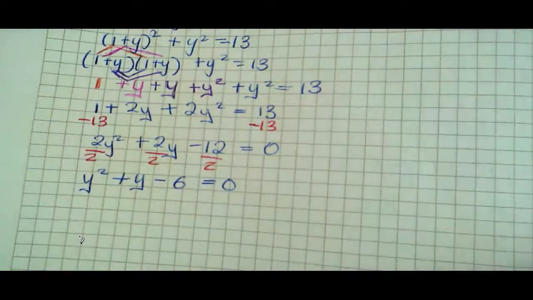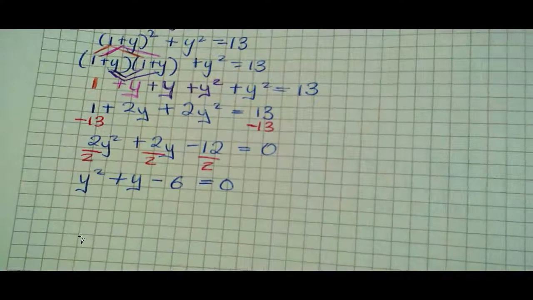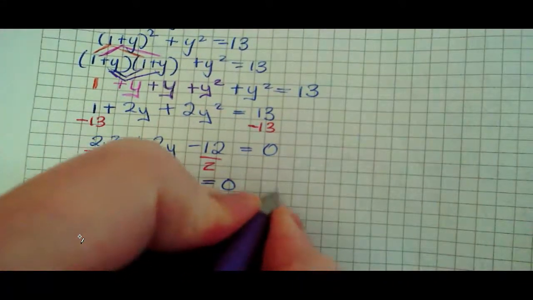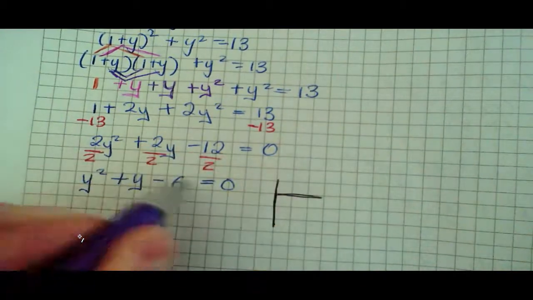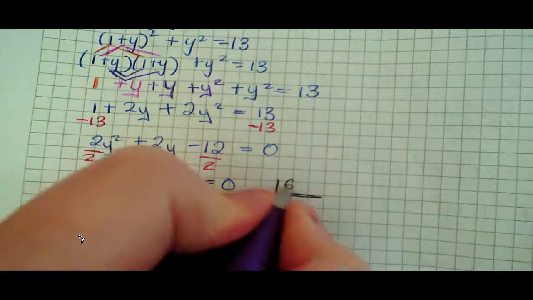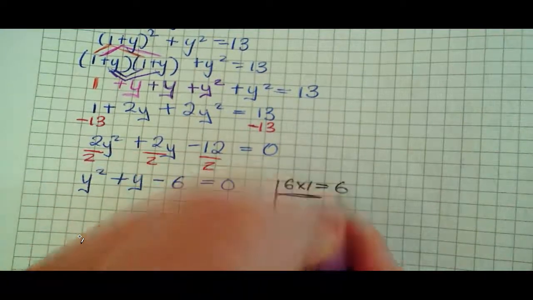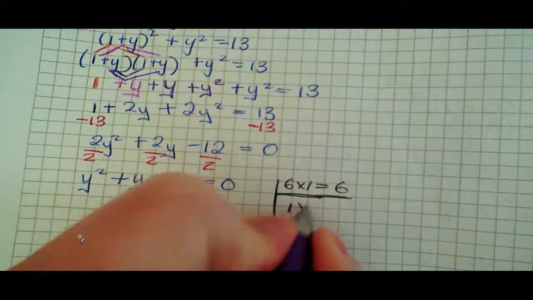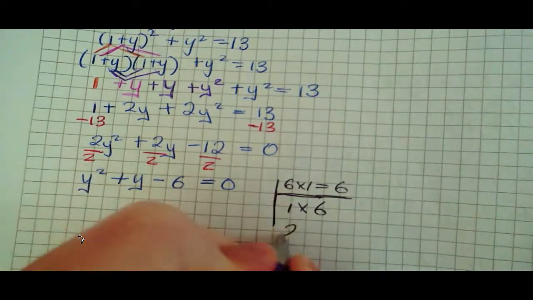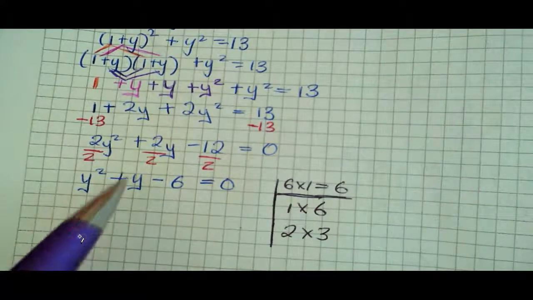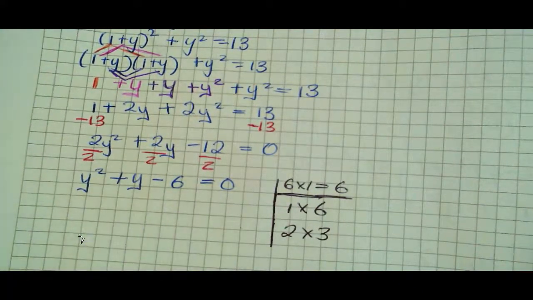Again we're using our guide rule. Remember, what we're doing is the last number here multiplied by the number in front of our y squared. So that's 6 by 1, which is just 6. Then we're writing out all our factors of 6. So 1 by 6 is 6, and 2 by 3 is 6. And then I'm going to use the pair that gives me back the middle term, 1.